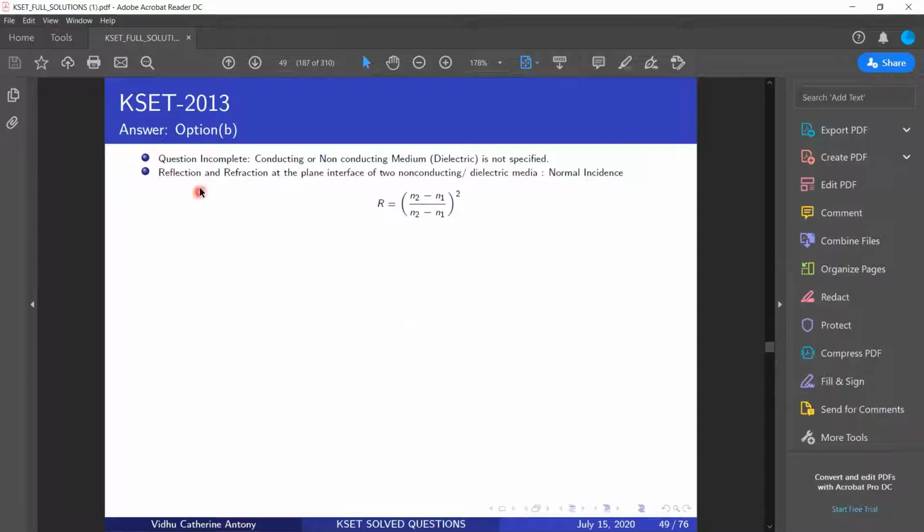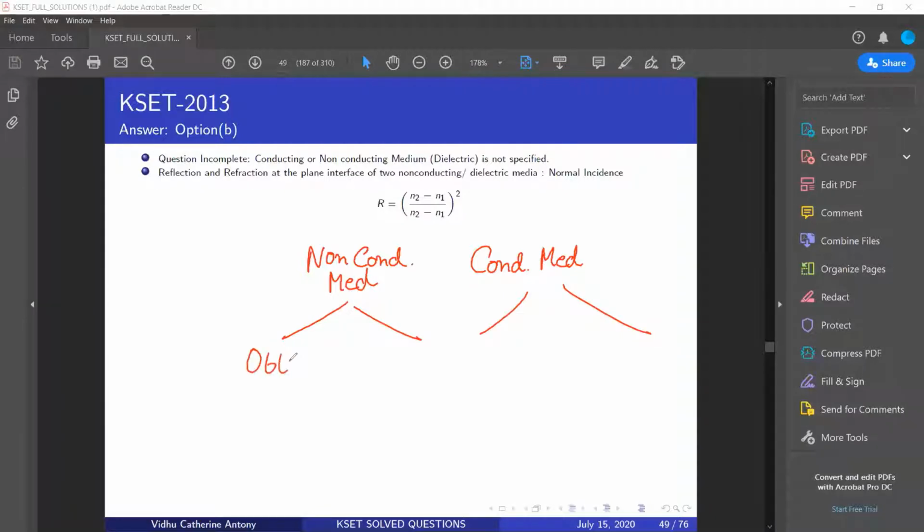So here, reflection and refraction at the plane interface of two non-conducting media, or dielectric media, at normal incidence. You have to be very careful because one form of categorizing it is you have conducting medium and you have non-conducting medium. And then you can write this as oblique incidence of your wave or normal incidence of your wave.